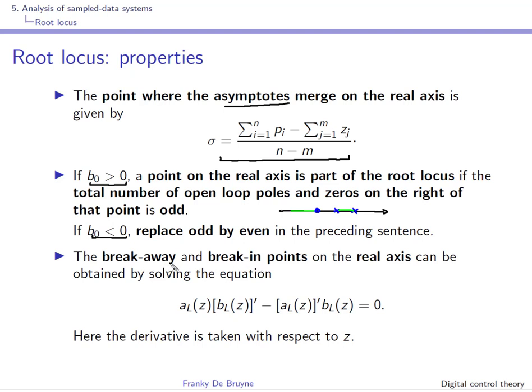Sometimes there are also breakaway points and break-in points. You've seen this in the 2 root loci that we have seen previously on the real axis. The points at which you have the breakaway or the break-in can be computed by solving this equation here, and here the derivative is taken with respect to z.